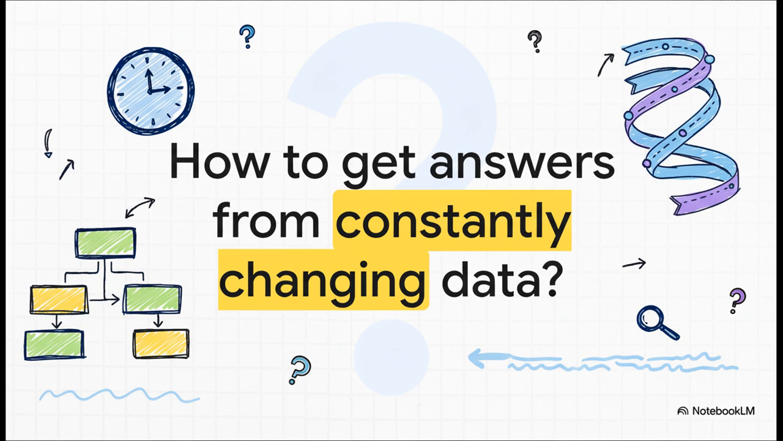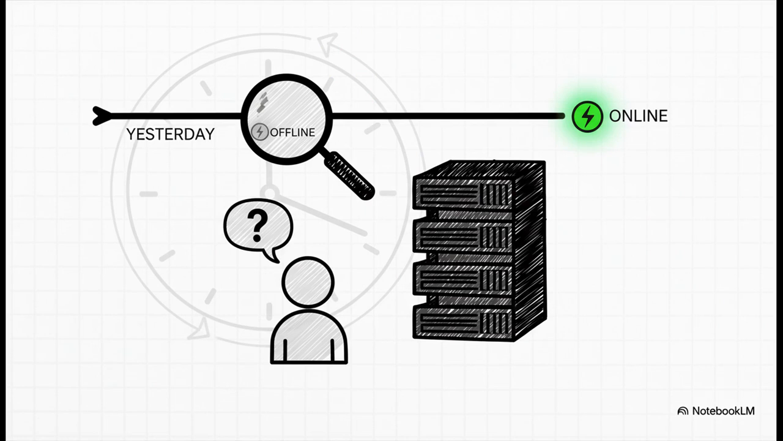I mean, think about it. Just about all the data in our world is constantly on the move. You've got stock prices, social media feeds, server statuses, even the inventory of an online store. So how on earth do you ask a question about what was true in the past when the present looks totally different?